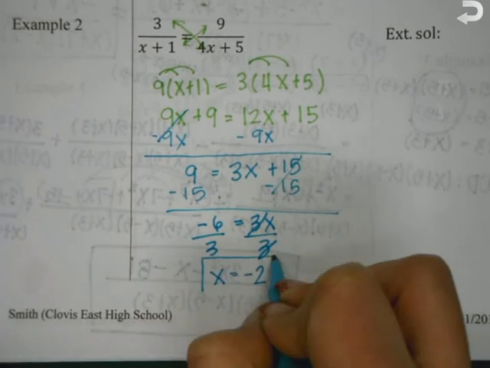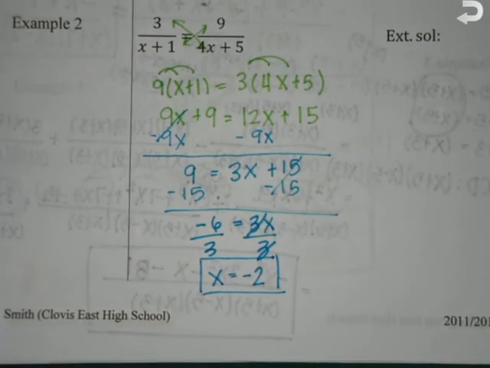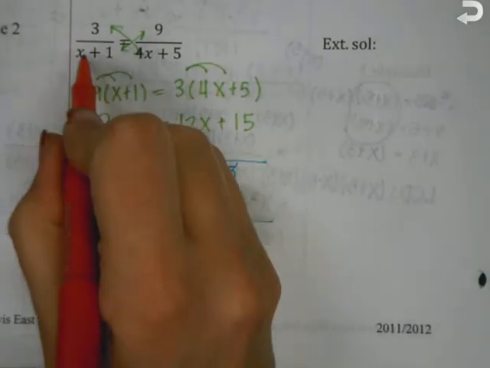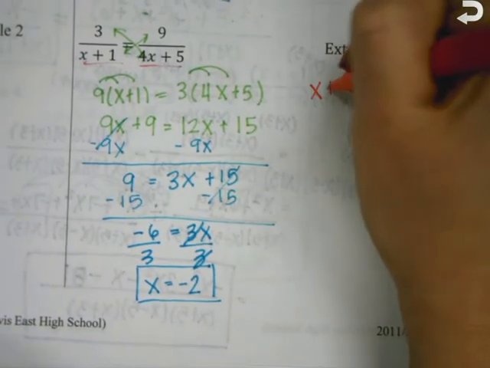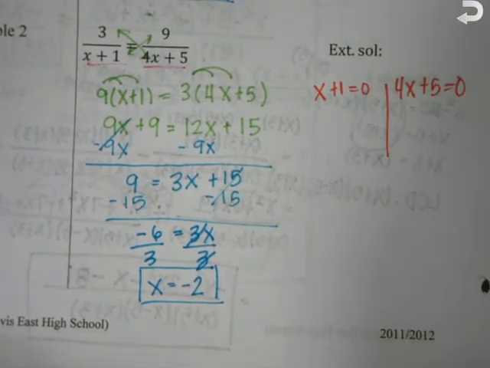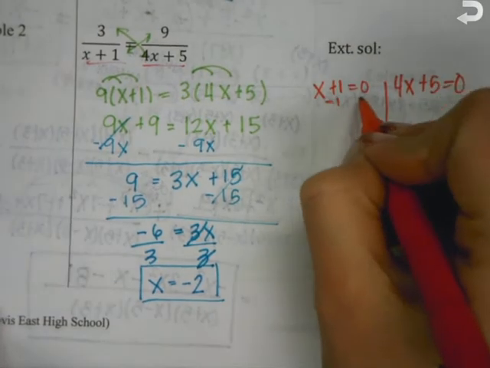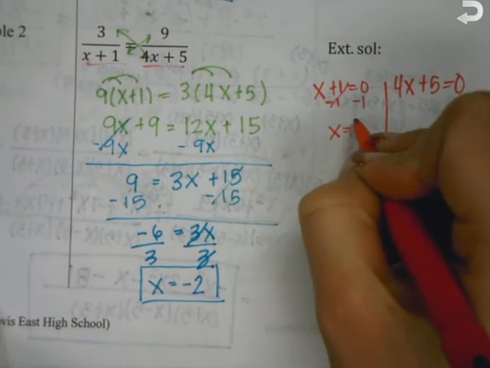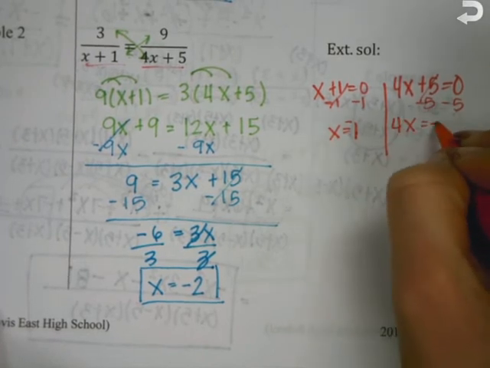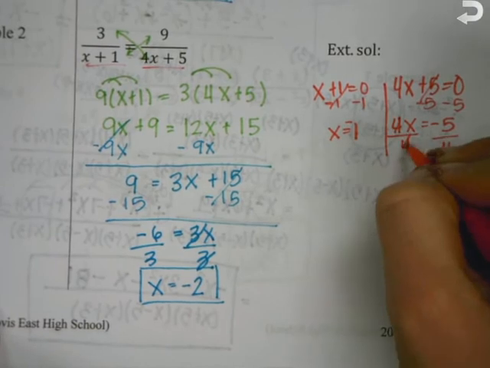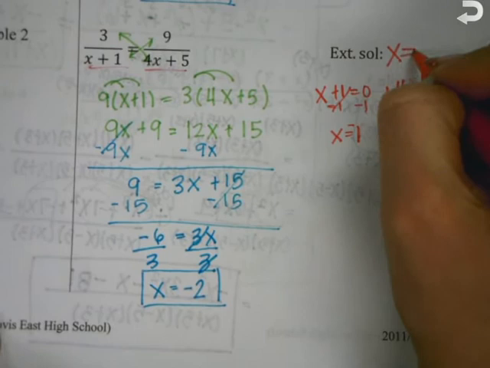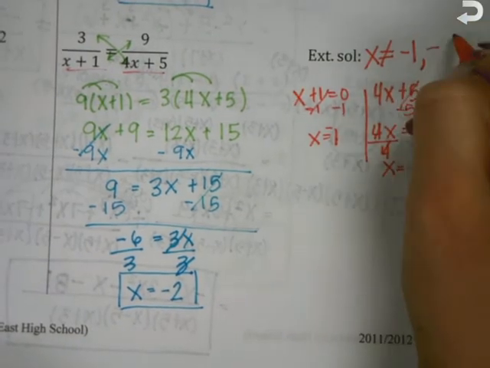Okay. Now, because we have x's in the denominator, we have to check for our extraneous solutions. So we're going to set each of those denominators equal to 0. Subtract 1, and I get x equals negative 1. Subtract 5. 4x equals negative 5. Divide by 4. x equals negative 5 over 4. So my extraneous solutions, x cannot equal negative 1 or negative 5 over 4. So is our answer of negative 2 okay? Yes, it's okay.